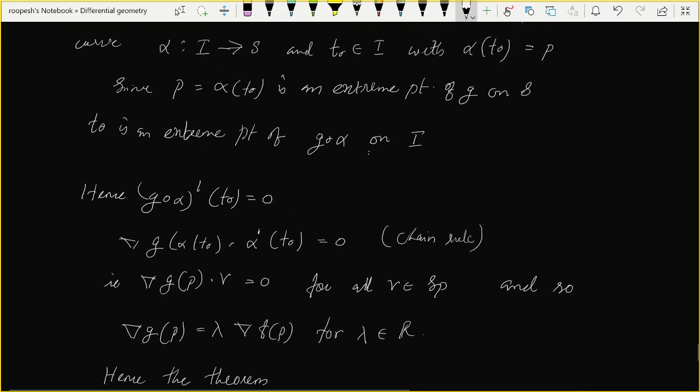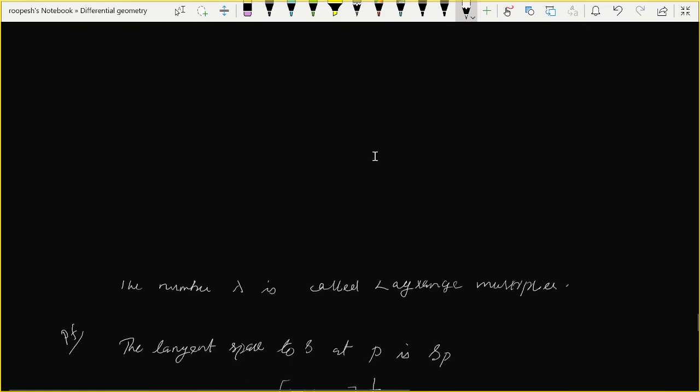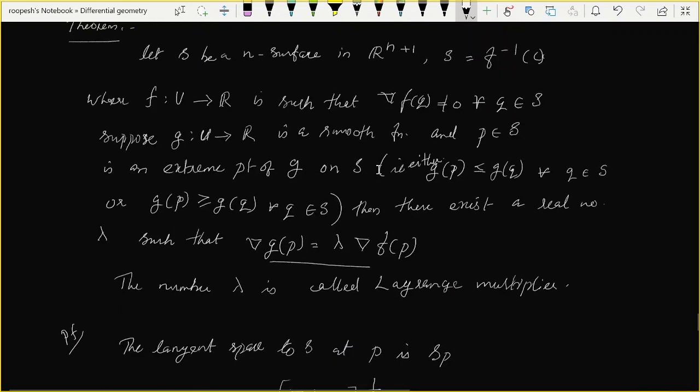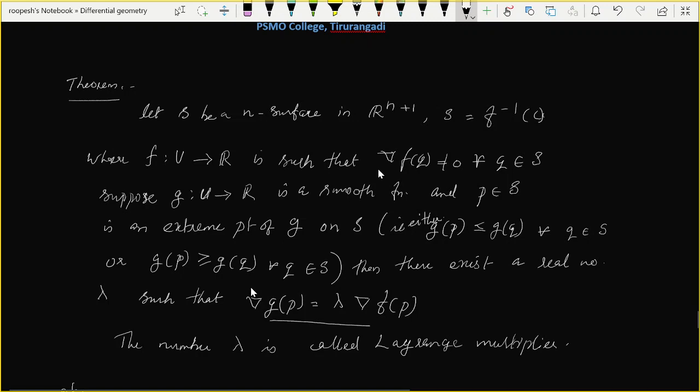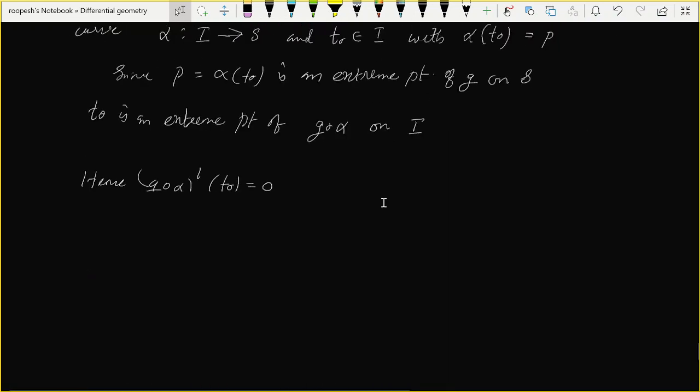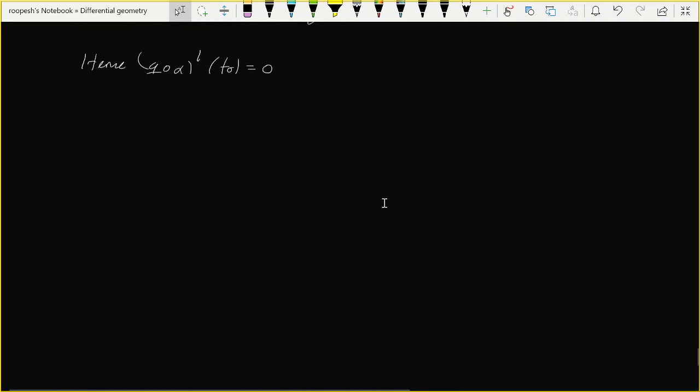The Lagrange multiplier theorem says that whenever you have a surface and a smooth function g on the surface, then if g has an extreme point, del g of that extreme point is equal to some lambda times del f of that extreme point. So we have proved the theorem.